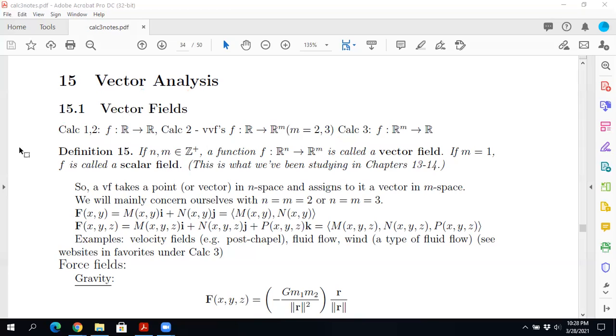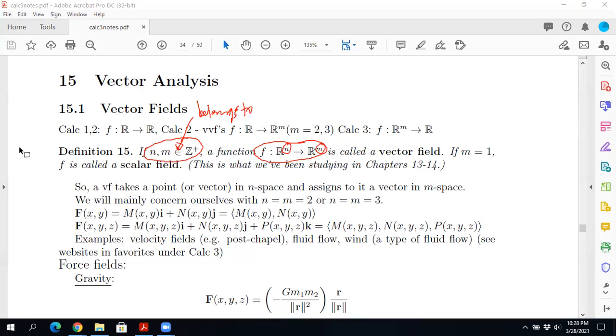So we start with a couple of positive integers, n and m. Don't freak out about the notation. This symbol just means belongs to. You probably have seen that before, and Z plus is just the positive integers. It's going to be a function from the ordered n-tuples of real numbers to ordered m-tuples of real numbers. Most of the time, it's just going to be ordered pairs of real numbers to ordered pairs of real numbers.